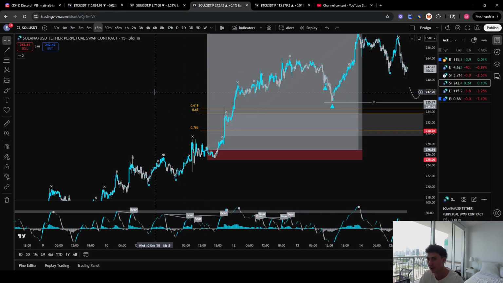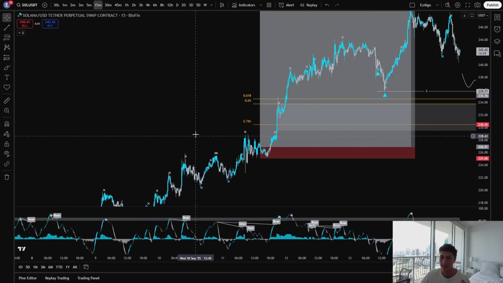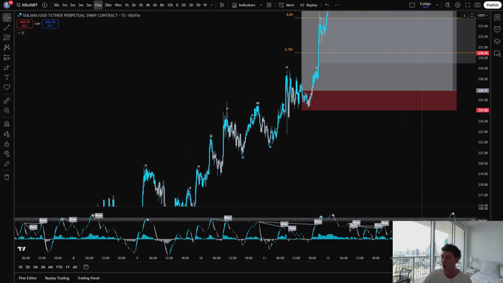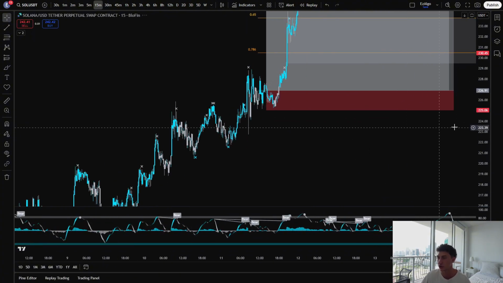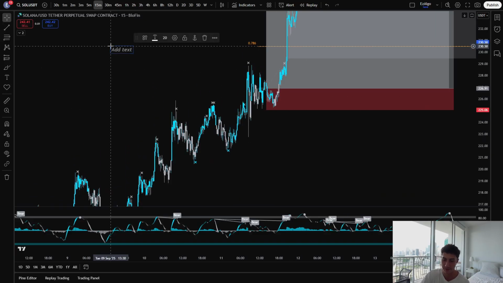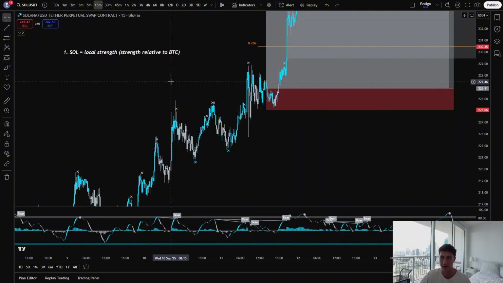Okay, on to the next one. I love this trade here because many people will say, why are you longing at resistance here? But really, we weren't longing at resistance. We're just riding the trend on Solana. Solana is a coin that's showing local strength. So SOL equals local strength. All this means is strength relative to Bitcoin, so it's outperforming Bitcoin in the short term. So we want to ride this trend.